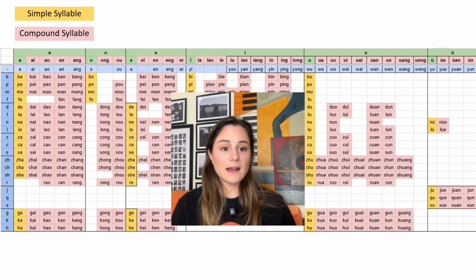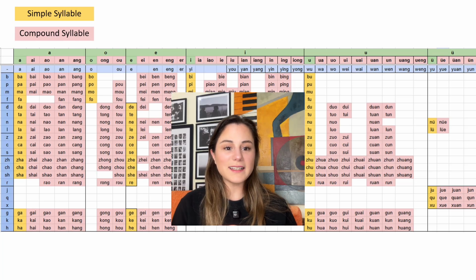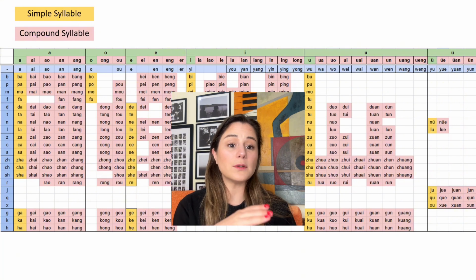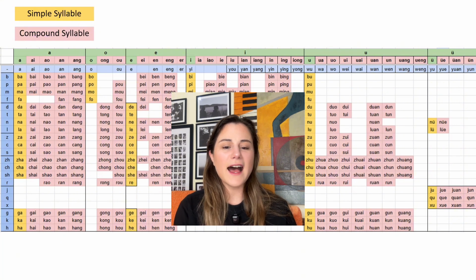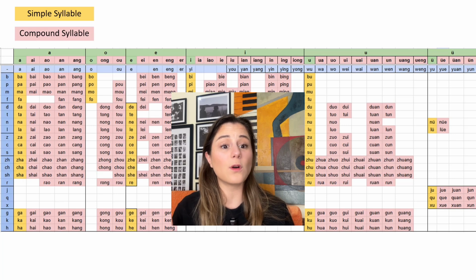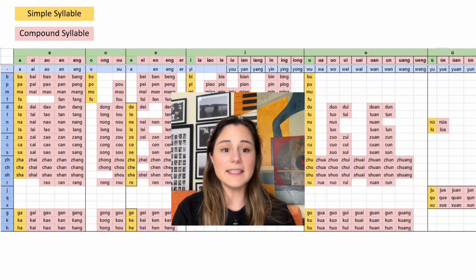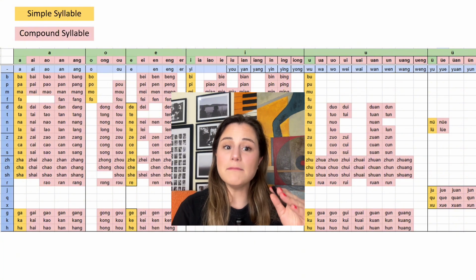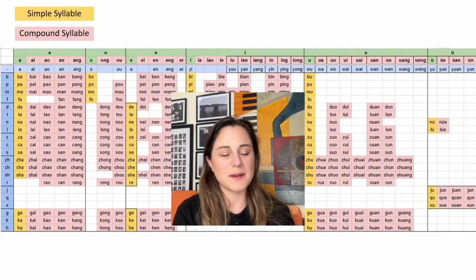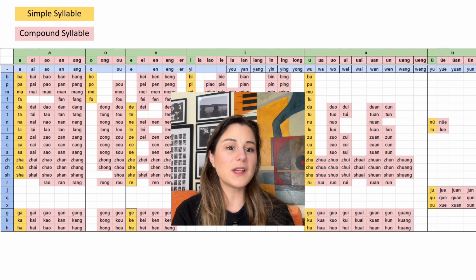I will not discuss this table right now because I want to do that in the next video when we talk about the 4 tones in Chinese language. And when we do that, I will discuss each syllable with all 4 tones. For example, b, a, ba, right? Ba, ba, ba, ba. This is what I'm going to do in the next video, and you can practice them with me.